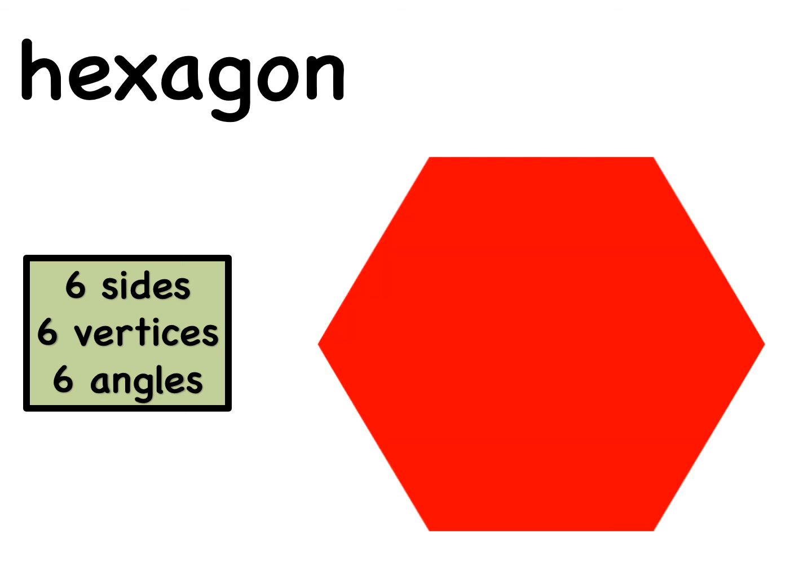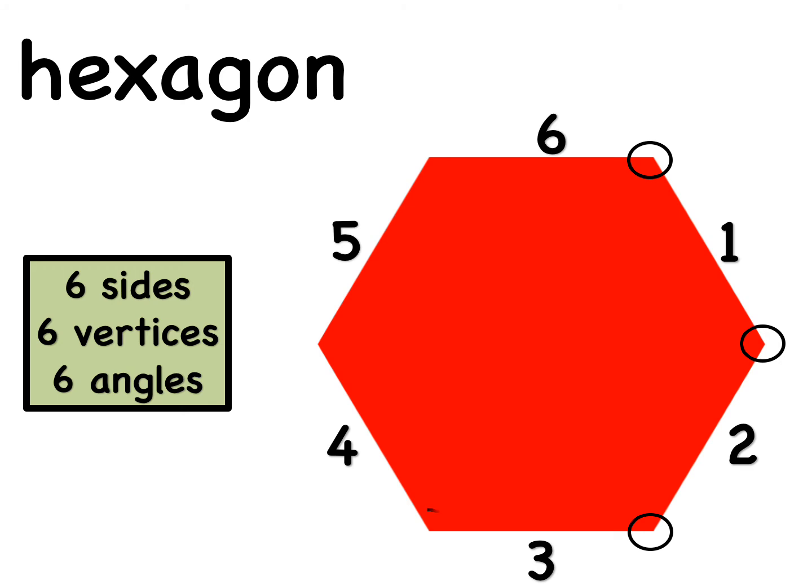So here's a hexagon, boys and girls, with 1, 2, 3, 4, 5, 6 sides, and 1, 2, 3, 4, 5, 6 vertices, and 6 angles. There's your hexagon. How about this word?